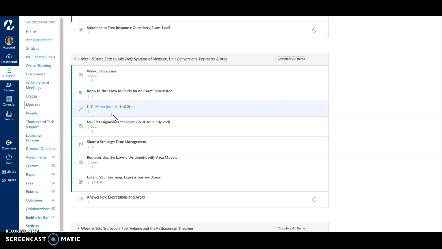You can ask any questions you have on these units. You can ask any questions you have about the past exam, or you can ask any questions you have about the Extend Your Learning assignment that's going to be due on expressions and areas also. So definitely join us Friday at 2 p.m. I can't wait to see some new people there.